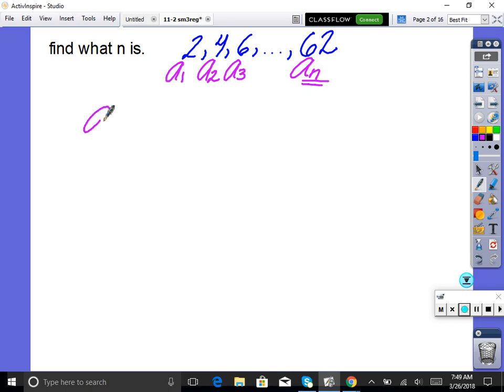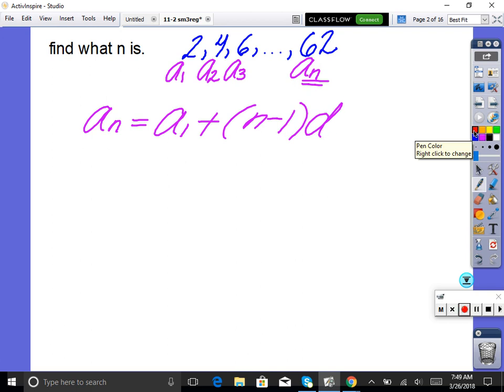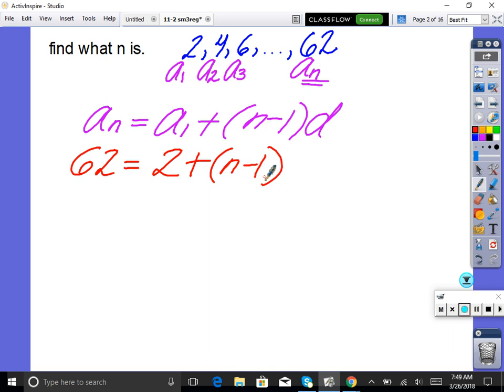We'd say, well, what formula do we know for arithmetic sequences? A sub n is equal to a sub 1 plus n minus 1 times the common difference. And now what you would do is plug in everything you know. This is really important. This is always so hard for people on the next lesson, and hopefully connecting it today is going to make a lot more sense. So a sub n, we know what a sub n is. A sub n is 62. You see how a sub n is that term we're talking about. So 62 is equal to, our a sub 1 is 2, plus, but we don't know what n is. We knew a sub n, we didn't know what n was, but we do know our common difference, it looks like 2, true?